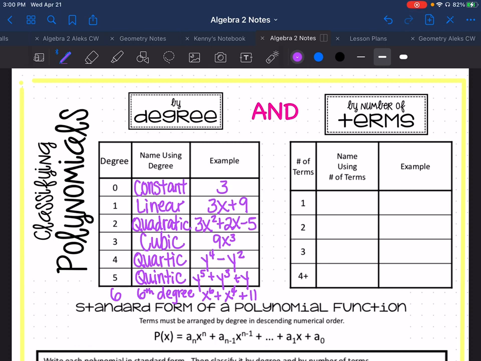All right, there are only 3 special names by the number of terms. So let's go ahead and get started. When you only have one term, something like this, you are going to call it a monomial.